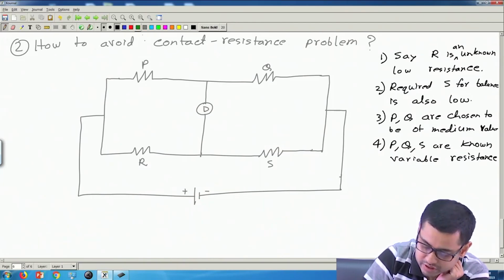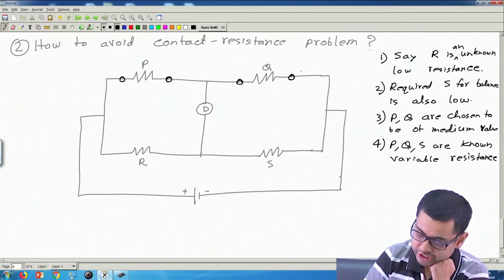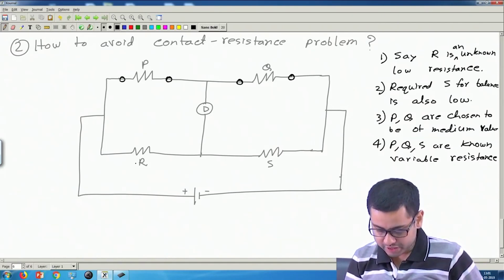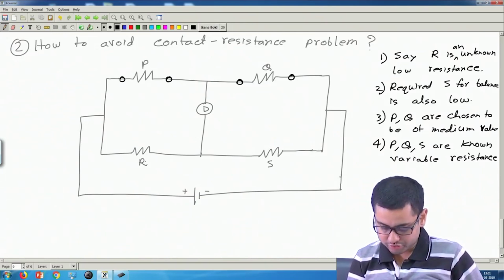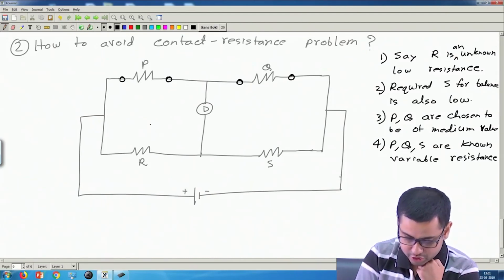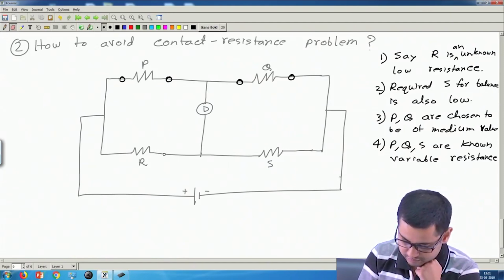Okay. So, now this contact resistance is here, this can be ignored, no problem. But to avoid the contact resistances of R and S, let us use 4 terminal resistances as R and S. So, let us use 4 terminal resistance. So, we will connect it this way.